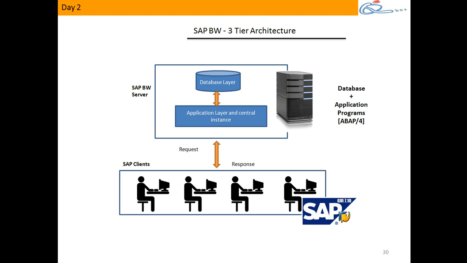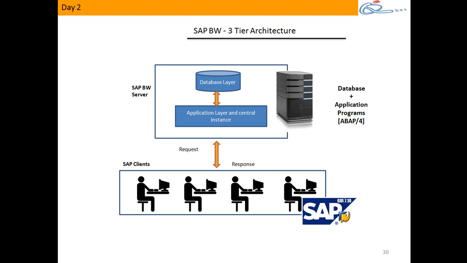If I'm able to satisfy my hardware sizing on a single system, I would go with one node. If I'm not able to satisfy my hardware sizing with a single node, I need 2-3 systems together made as a server, so I would go with multi-node, where you have one central instance server and the others are referred to as dialog instances. That's how you install your BW server.